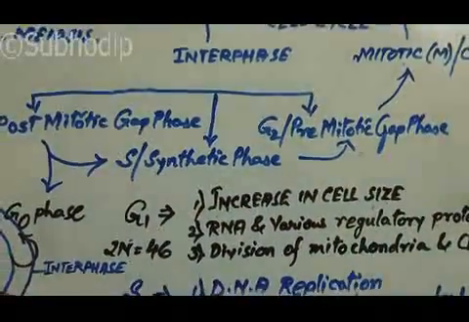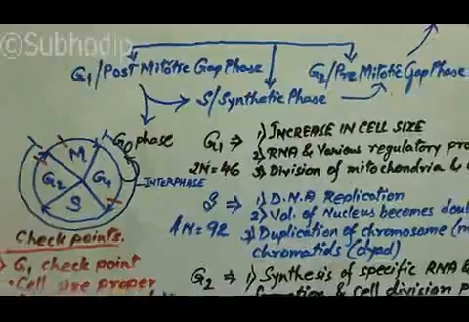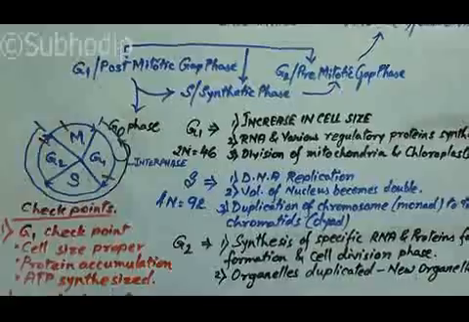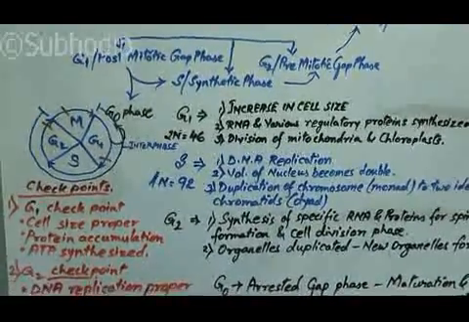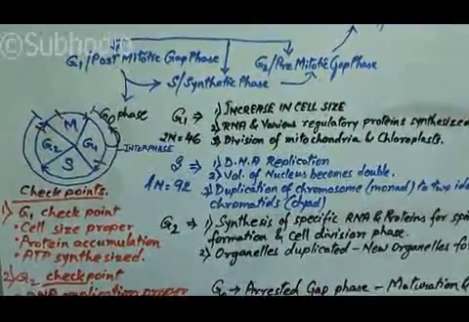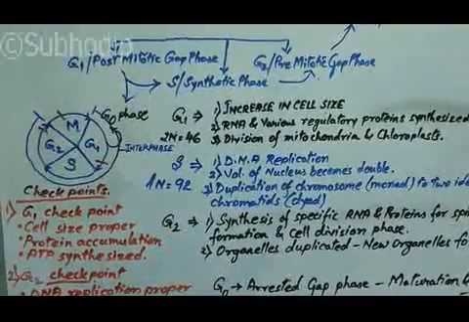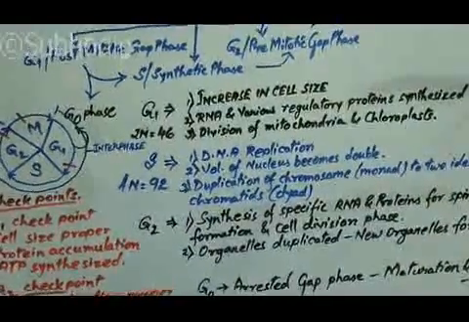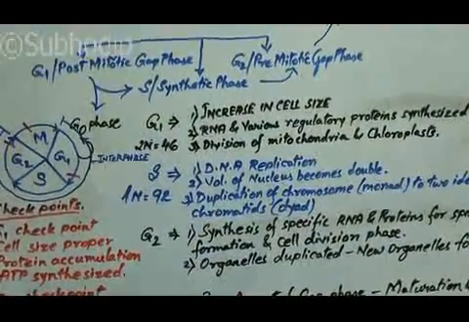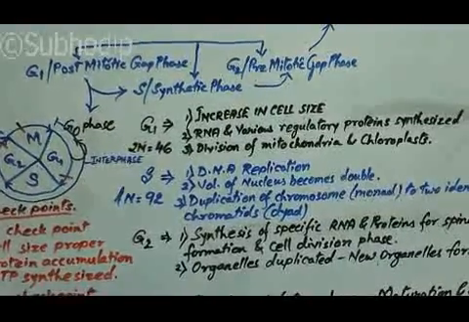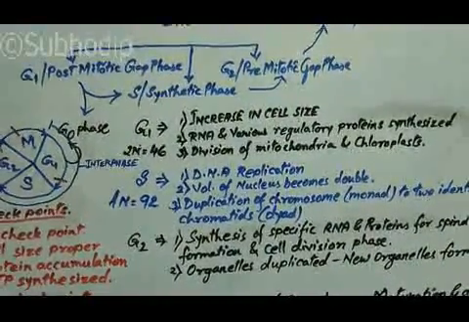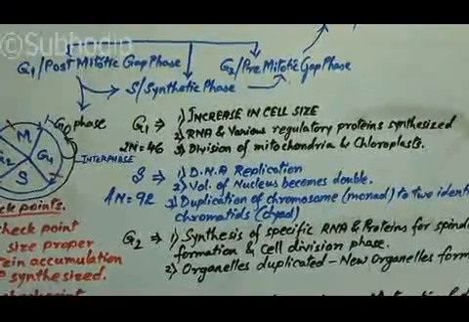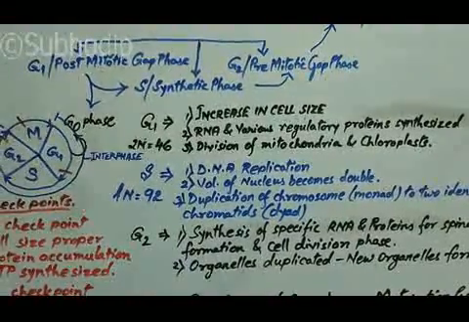The interphase is differentiated into G1, S and G2. G1, though the name may signify growth, does not actually stand for growth. It stands for gap. G1 stands for post mitotic gap phase, G2 stands for pre mitotic gap phase, and S phase stands for synthetic phase.